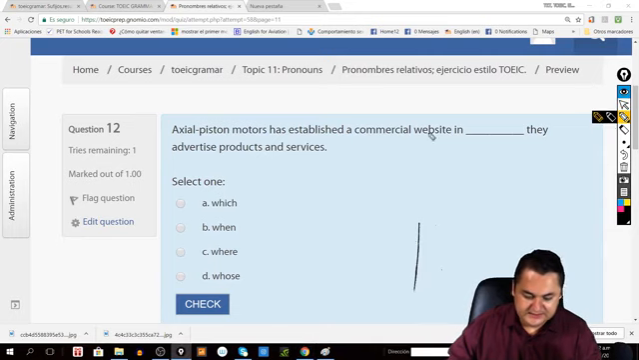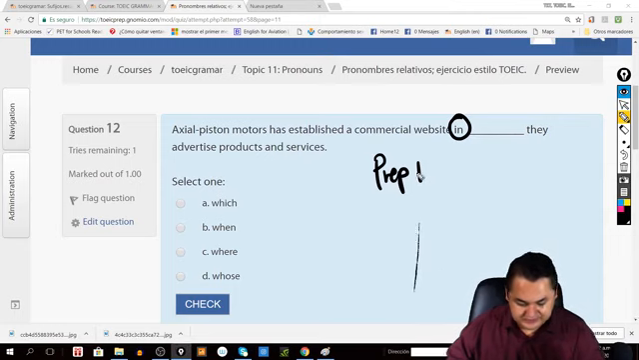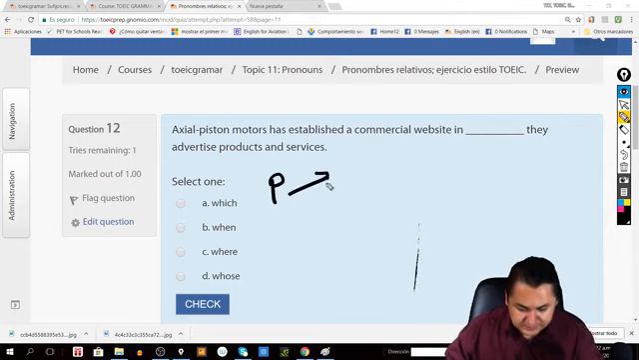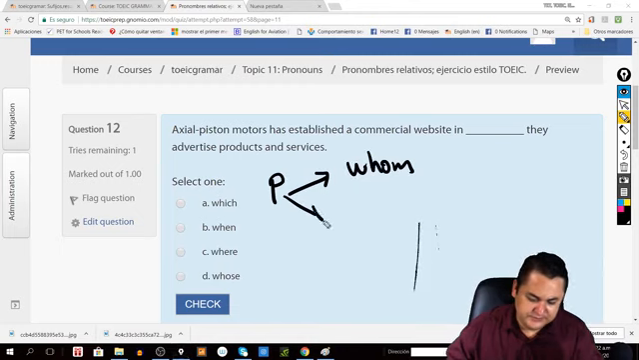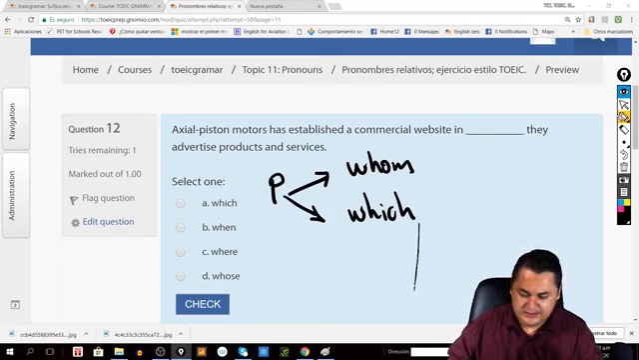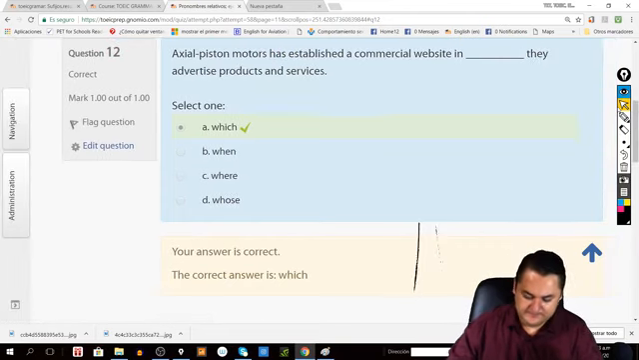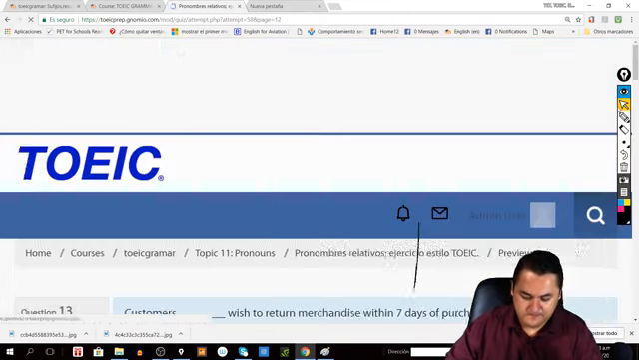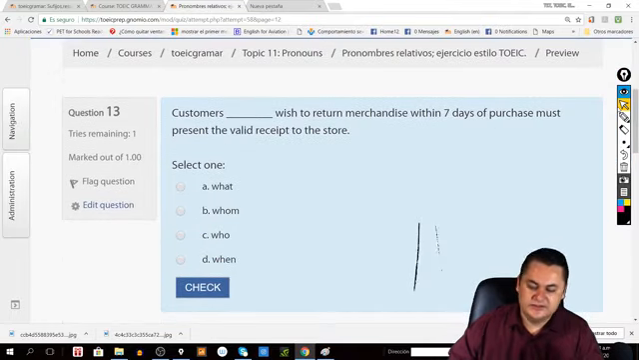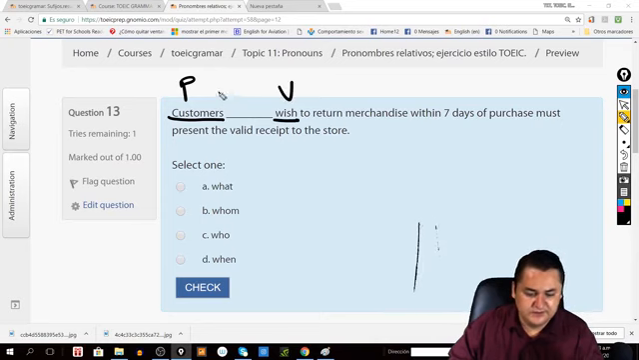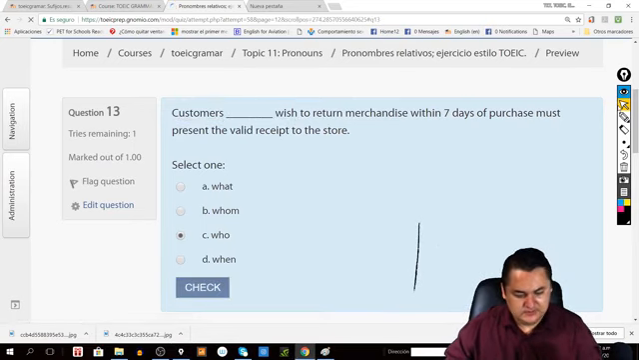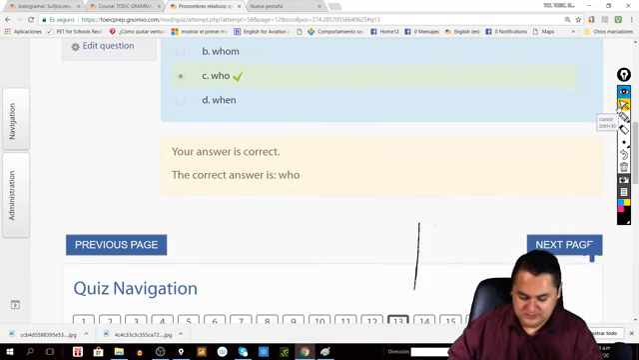Now we have a website. In is a preposition. So after a preposition, there are two options: preposition plus whom, or preposition plus which. Here, I only have which, option A. In this exercise, we have the word customers, and that is people, and which is a verb, so we're going to look for who, not whom. People, not prepositions.